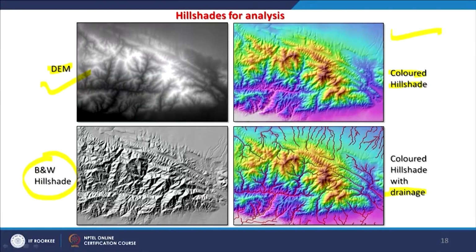Also, just for convincing that everything was done correctly, if you overlay a drainage network, it should go in the valleys. That is one way of checking that all angles and everything were fine while creating a shaded relief model. And as I have been saying, these hillshades, whether multi-directional or single directional, are very useful for various purposes.